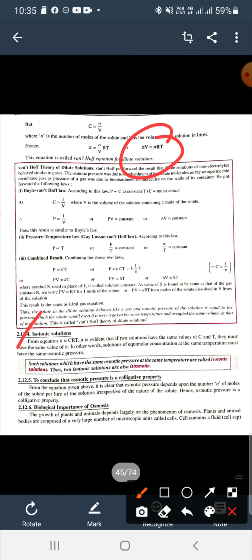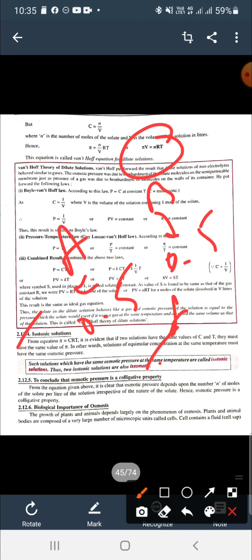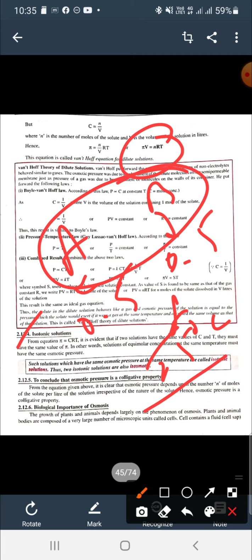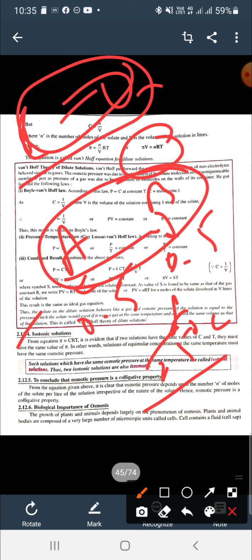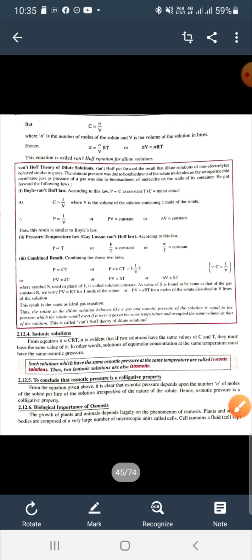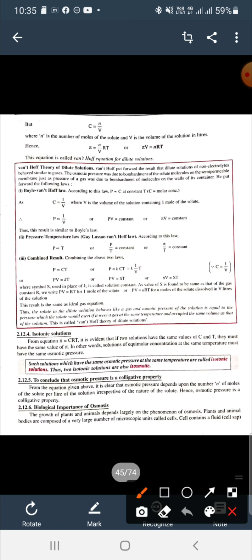Now what are isotonic solutions? Isotonic solutions are those solutions which have the same osmotic pressure at the same temperature. Let us suppose A has an osmotic pressure of 0.5 and B also has 0.5 osmotic pressure at 25 degrees Celsius. Then these two solutions A and B are isotonic with each other. And here is another group, CD, that is also isotonic, and these two groups are known as isoosmotic. So whenever there are two isotonic solutions, they are called isoosmotic.